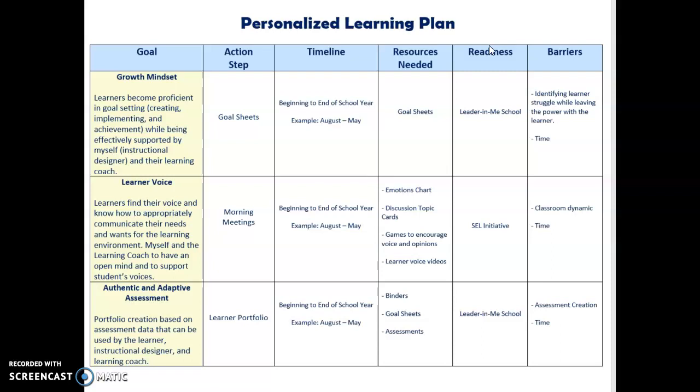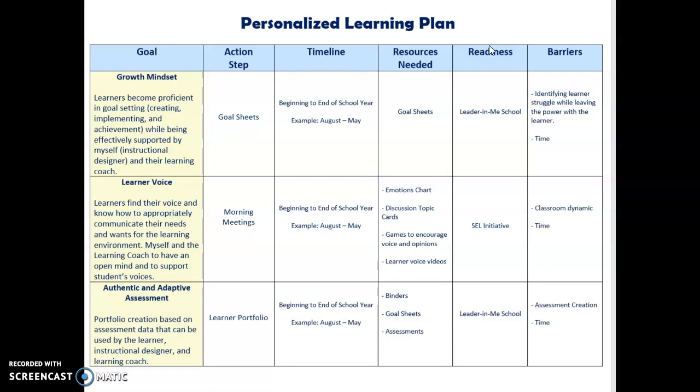These portfolios would be used during each co-planning session and would be constantly built throughout the year. That way, students could go to this resource frequently in their learning, and it would help them identify their needs and wants based on the assessments and the artifacts that were in their portfolio. Again, like the previous 2 goals, this would last all year long as they would continue building their portfolio throughout the year. The resources we would need would be binders that would serve as the portfolio, the goal sheets, and assessments or the data artifacts. So the readiness for this goes back to leader in me.